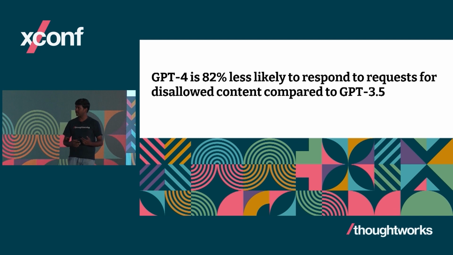They analyzed it, and it took 6 months, and still it is only 82% more likely to respond without any disproportionate or racist content compared to 3.5. So it is not 100% yet. It's still 82% likely that we might not see that kind of content from them.